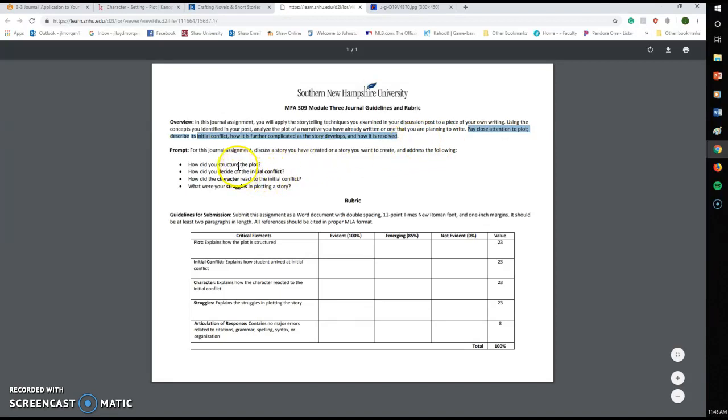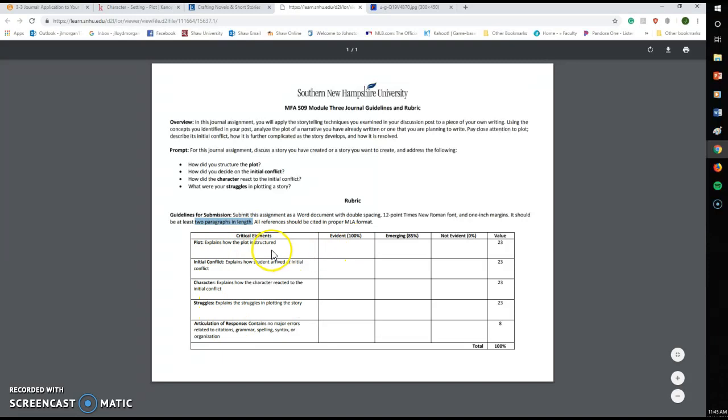Yay! How did you structure the plot? How did you decide on the initial conflict? How did the character react to the initial conflict? What were the struggles? What were your struggles in plotting the story? Ooh, that's some good introspection right there. Again, this is a Word document. It should be at least 2 paragraphs in length. Okay, well, there you go. And there are the questions that you have to answer.